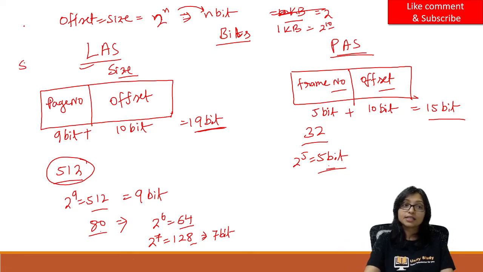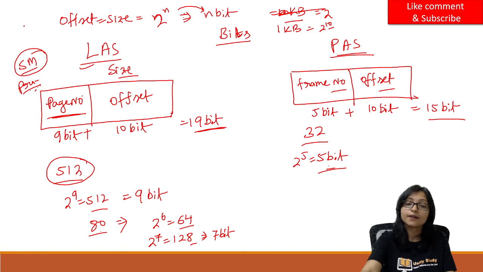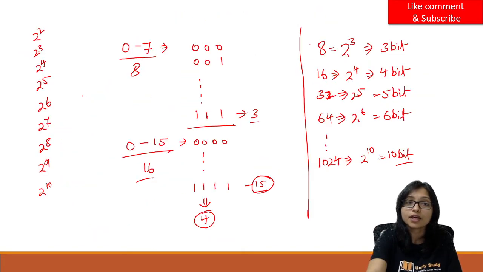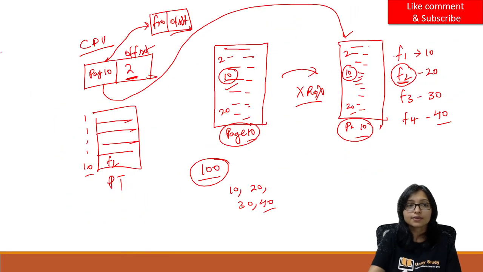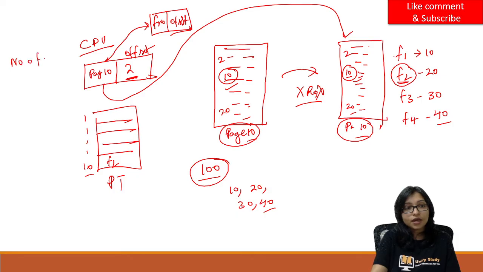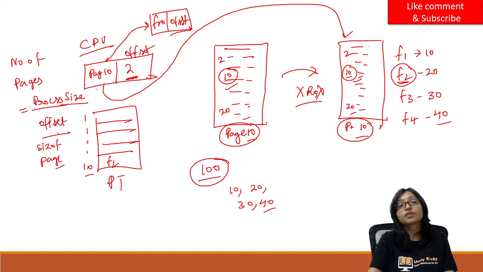Logical address space means the secondary memory divided into the process. It depends on the process. How to calculate the number of pages? Here also you will be confused. So number of pages equals process size divided by offset. Offset means the size of the page, right? That is the number of pages.